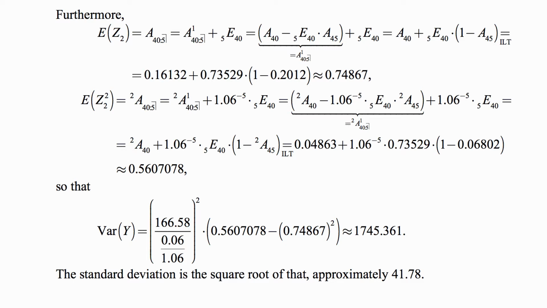0.5607078. And the variance of Y is therefore the premium divided by d squared times the second moment minus the square of the first moment. And that's 1745.361, and the standard deviation is the square root of that, approximately 4178.